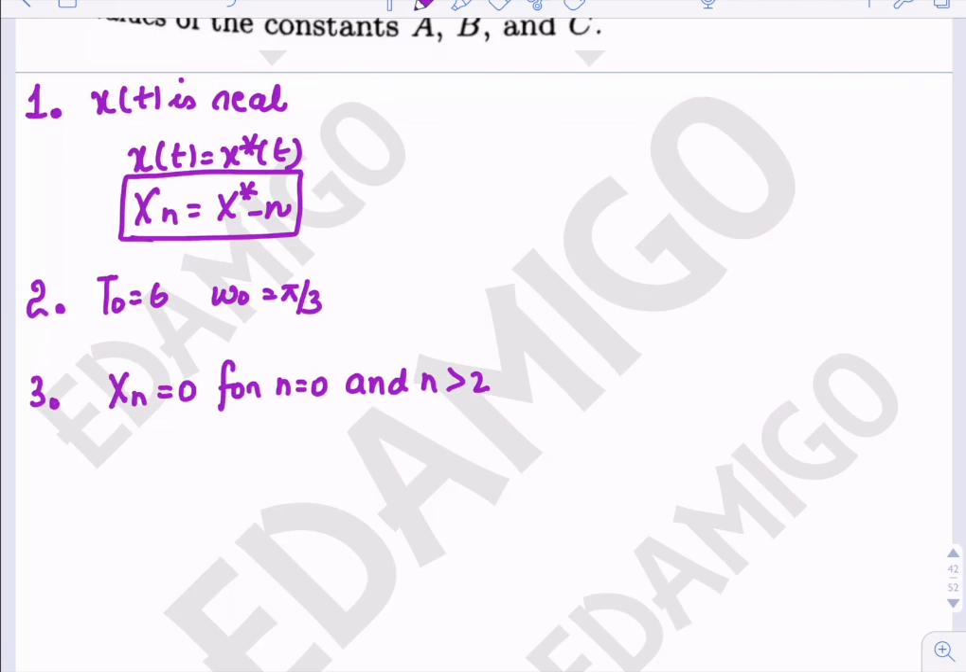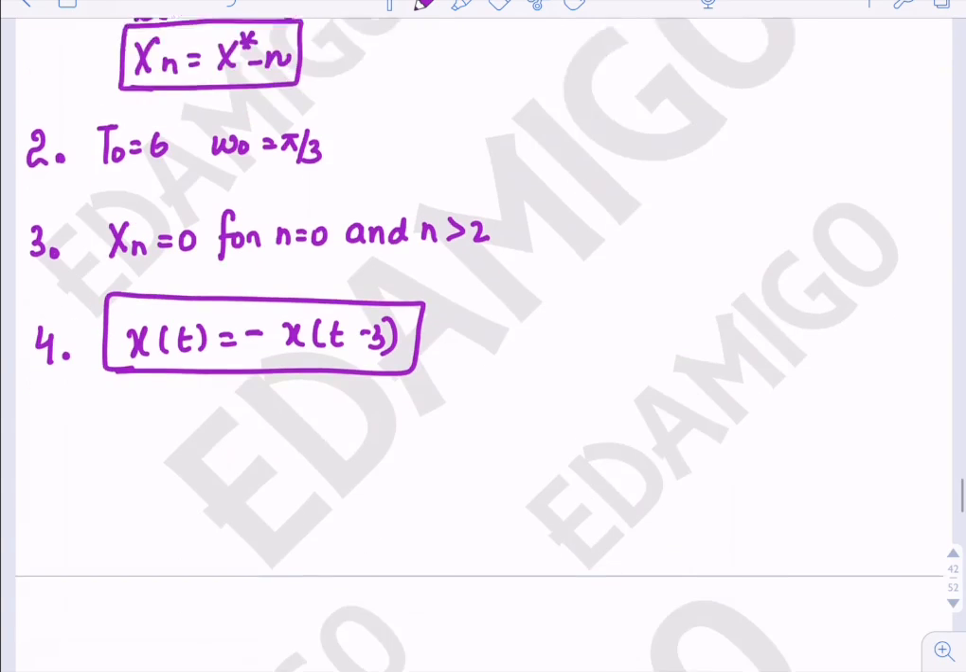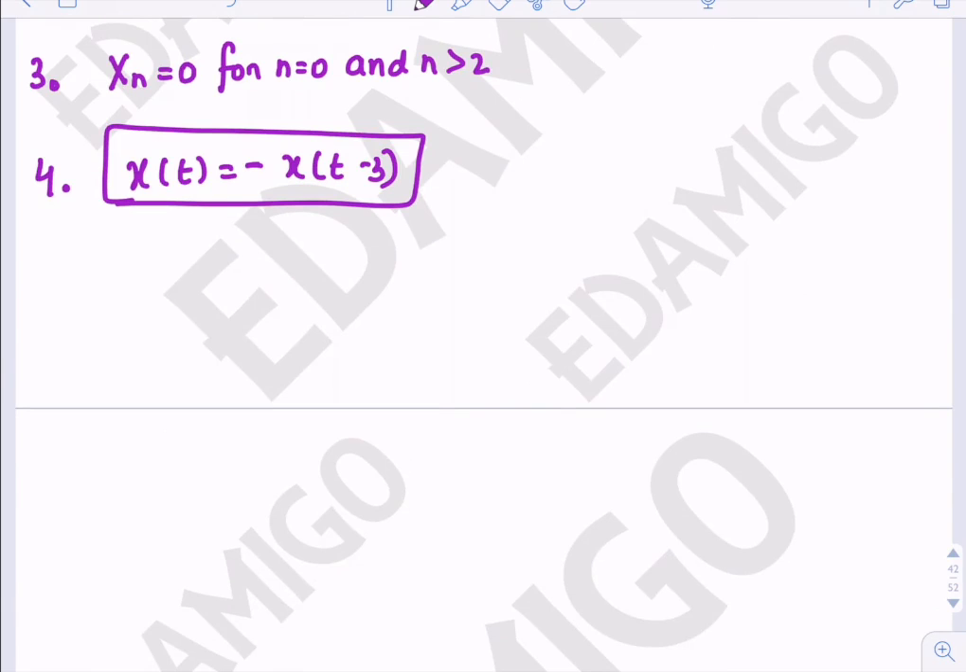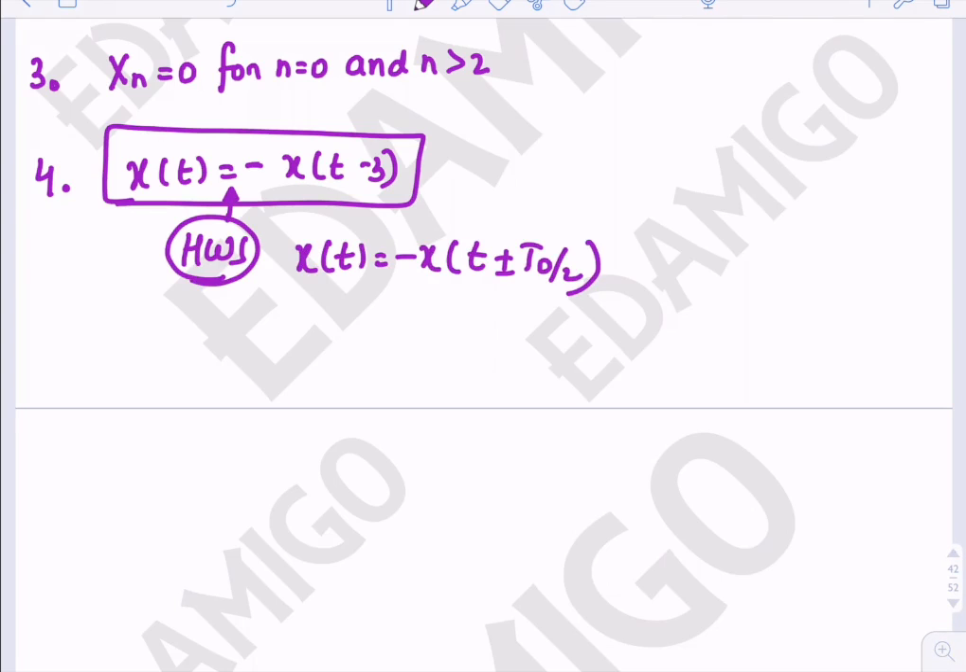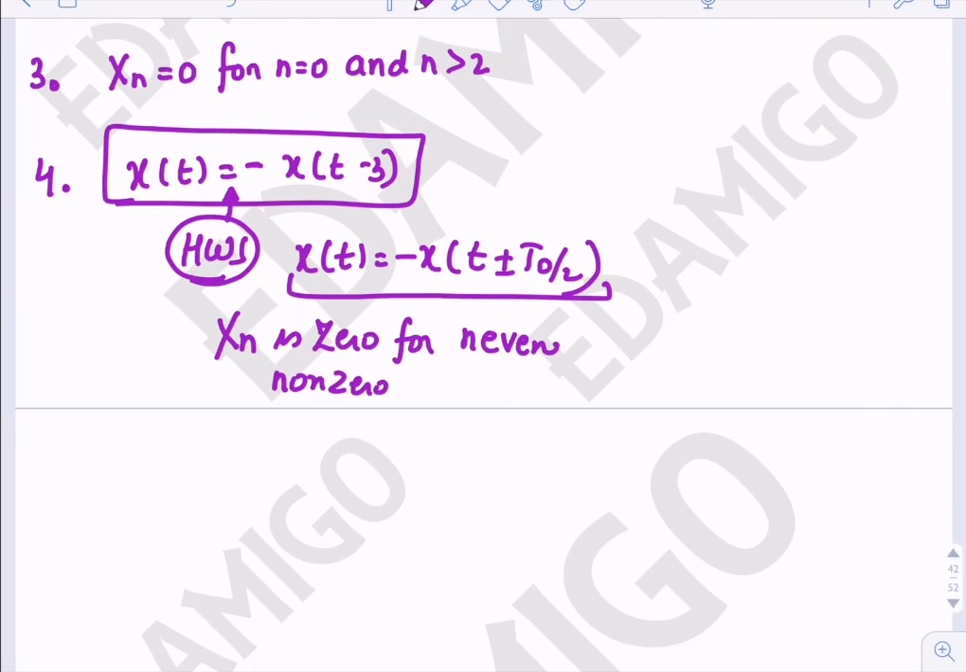Fourth point, it is given that x(t) is equal to minus x(t − 3). Now what is this property? If you recall, in the previous video of signals and systems, previous Monday, we discussed that this is the property of half wave symmetry, that is x(t) is equal to minus x(t ± T naught by 2), and we have proved that in the case of half wave symmetry, the exponential Fourier series coefficient is 0 for even values of n and non-zero for odd values of n. Is it clear?